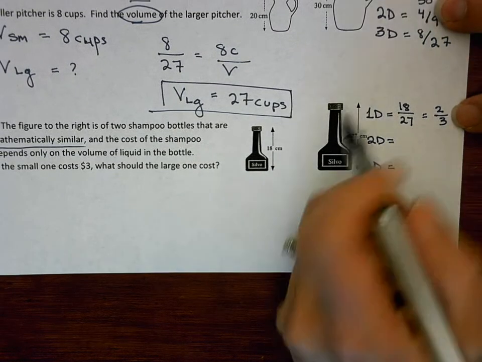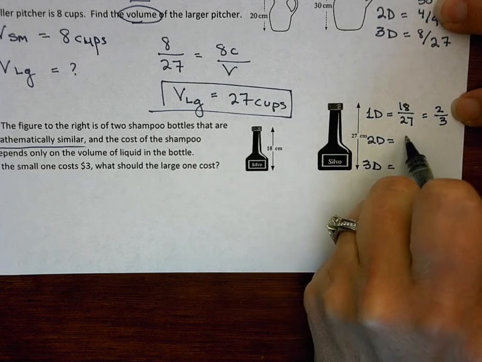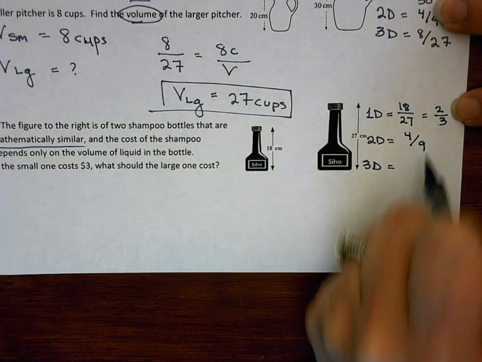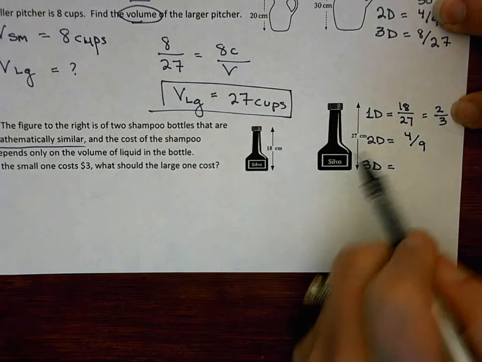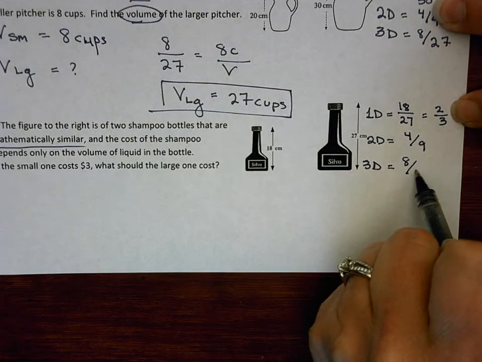So two-dimensional means I need to square that. So 2 squared over 3 squared. And then three-dimensional scale factor means I need to cube that. So 2 cubed over 3 cubed.